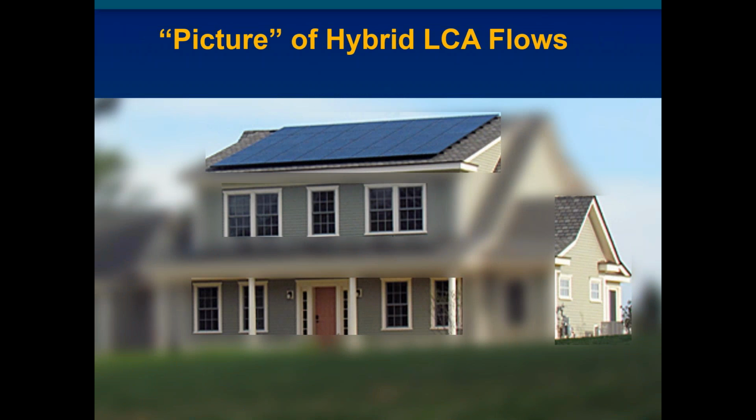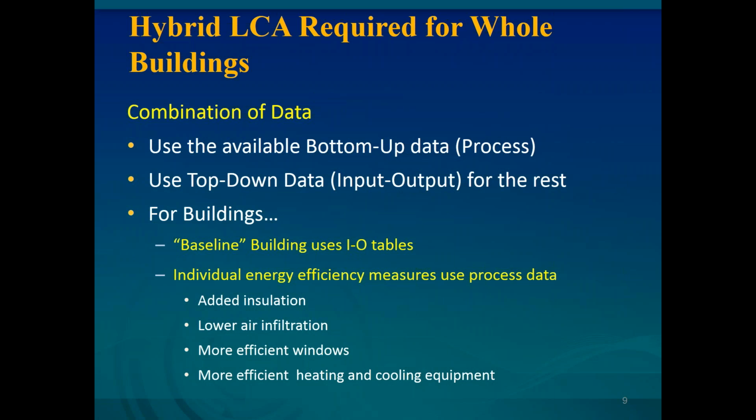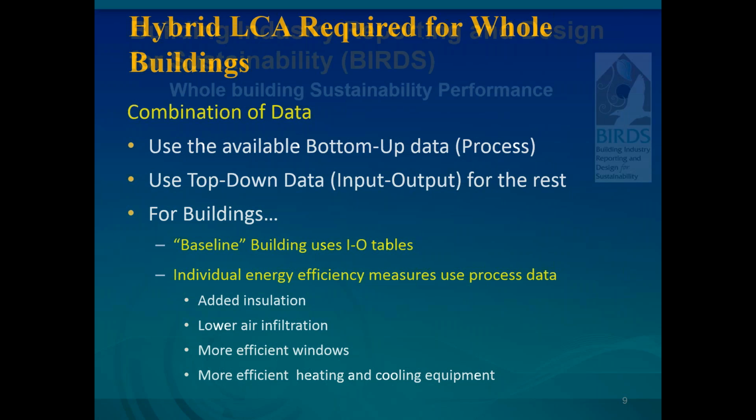And so what we do is we take a hybrid approach where we use the process-based data for all the building components that we're really interested in, that really have an impact on energy efficiency, and then we use the IO data to kind of fill in the blanks everywhere else. So you get the best picture possible given the data available. And so this hybrid approach for a whole building, what we do is we essentially define kind of a least efficient baseline building design and use the IO tables to calculate the emissions associated with that baseline building. And then for the components that we're changing to improve the energy efficiency, we use process-based data. And so whether that's adding insulation, or putting in more efficient windows or more efficient heating and cooling equipment, we're able to get kind of the best picture possible using the data that is available.